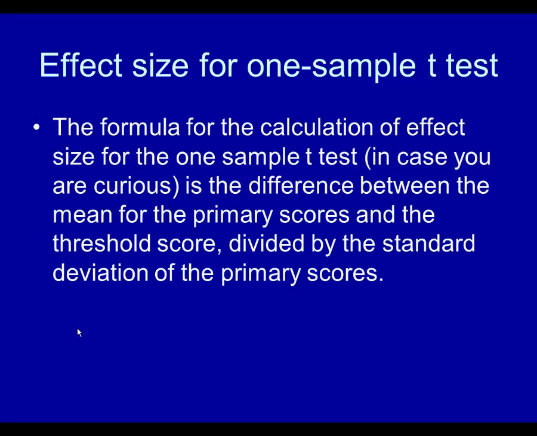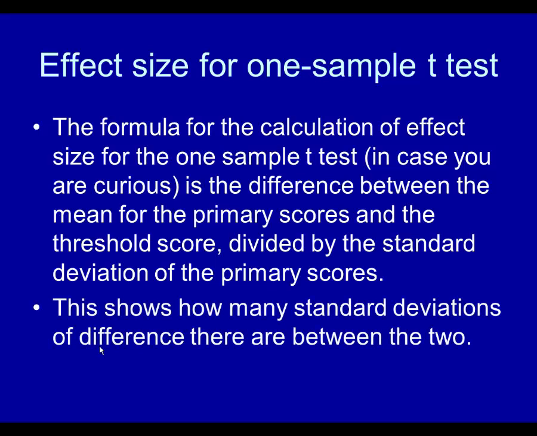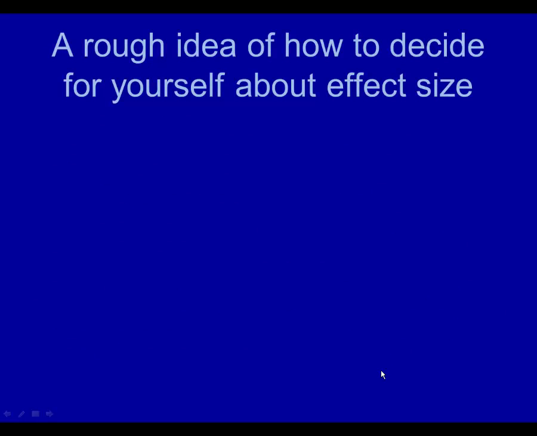The formula for calculating the effect size for the one sample t-test is the difference between the mean for the primary scores and the threshold scores divided by the standard deviation of the primary scores. So basically, this shows how many standard deviations of difference there are between the two. That is to say, between the threshold score and the treatment scores that you have there.